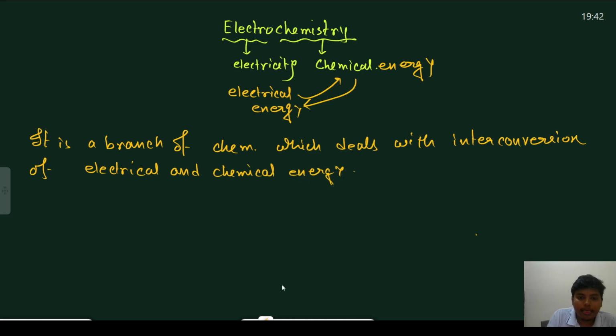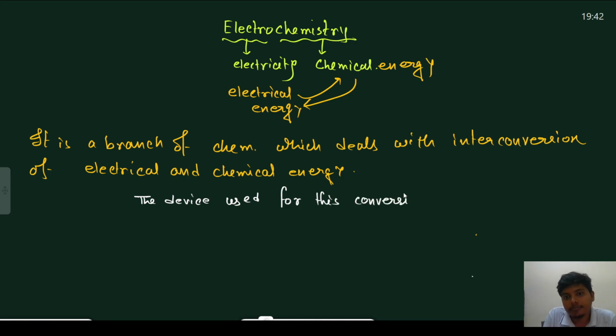We need some device to convert this. That device is known as an electrochemical cell. So the device used for this conversion is called an electrochemical cell.